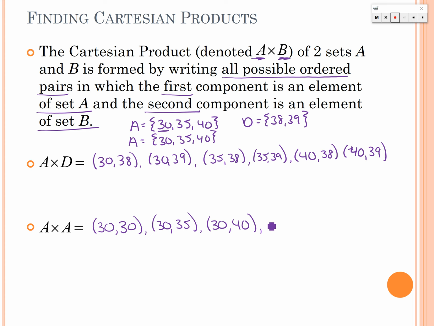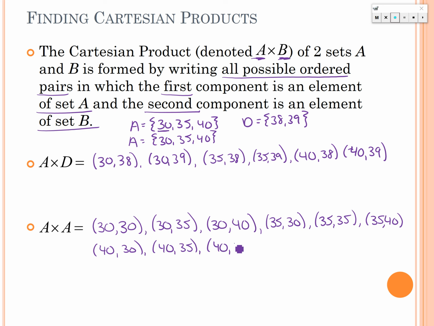Then I'm going to start with 35 and pair it up with 30. Pair it up with itself. Oops. And then pair it up with 40. Last but not least, start with 40, pair it with 30, 40 with 35, and 40 with itself.